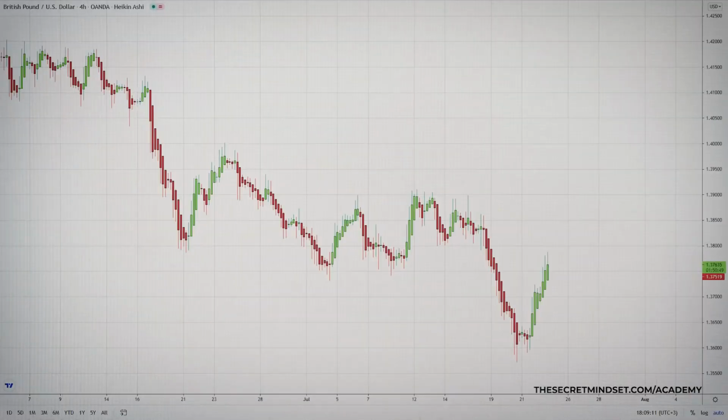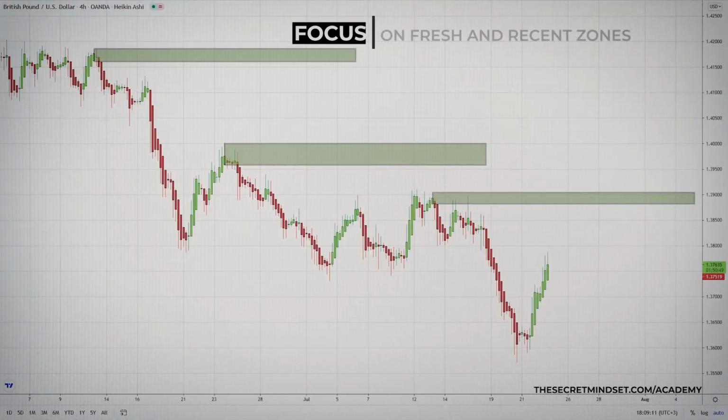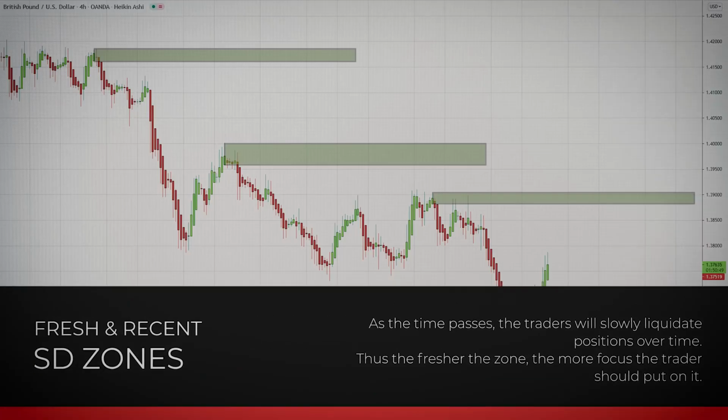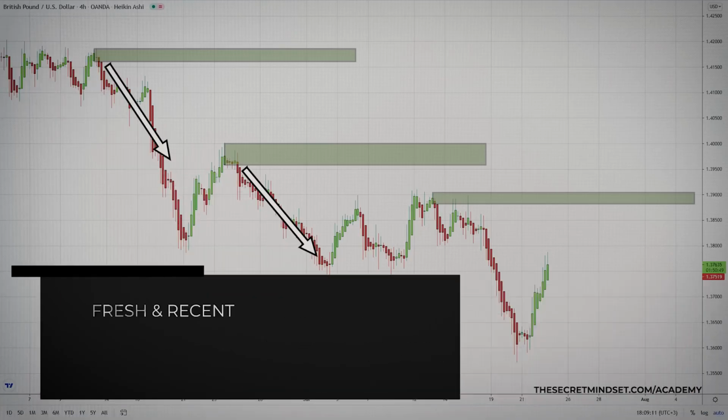The fresh zone always has priority over the old historical supply and demand zone, because the statistical chance for the order flow to be still participating in the fresh zone is higher than in the old historical zone. As the time passes, the traders will slowly liquidate positions over time. That is the fact. Thus, the fresher the zone, the more focus the trader should put on it.